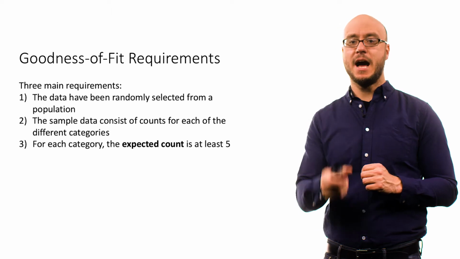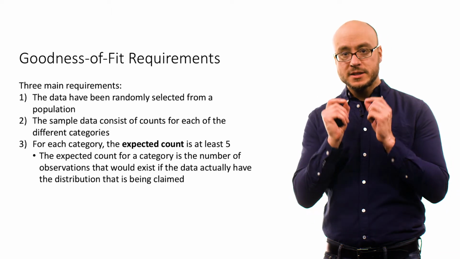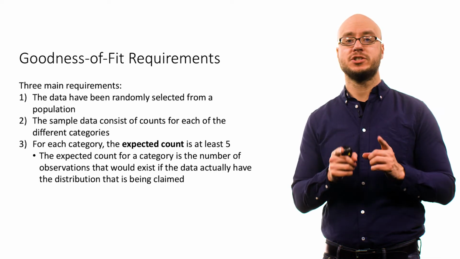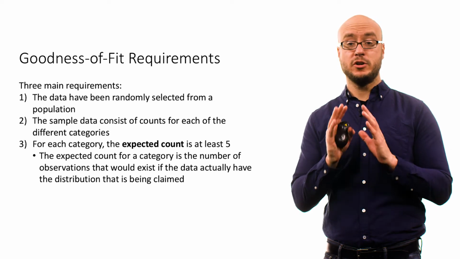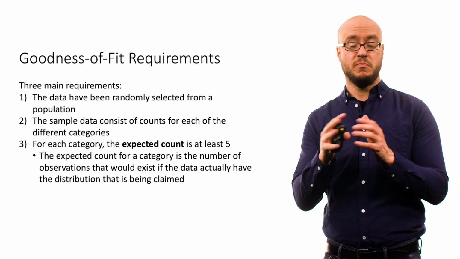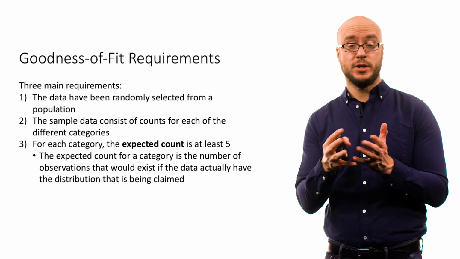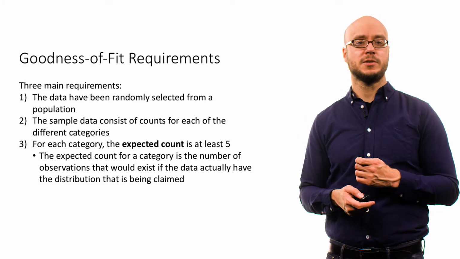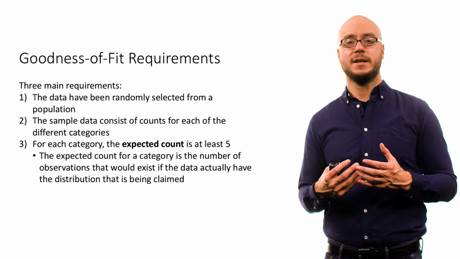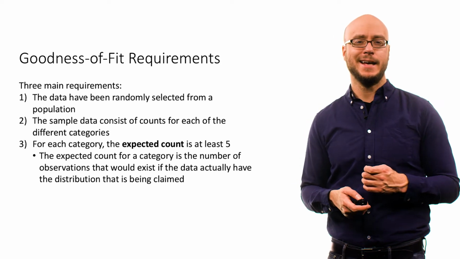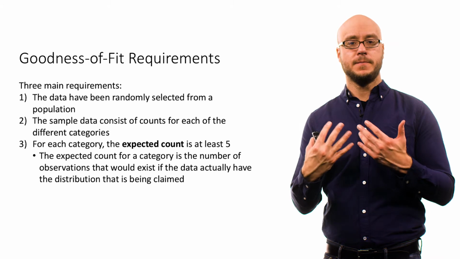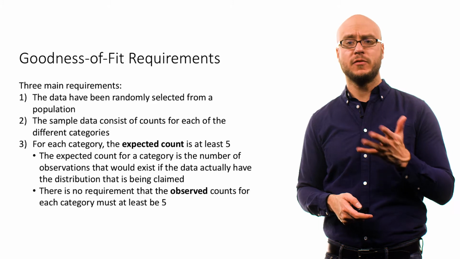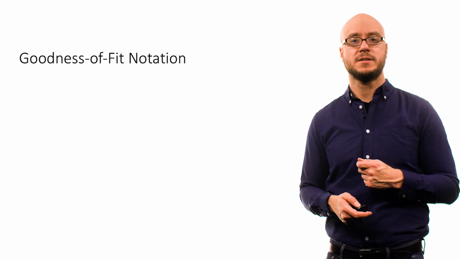Now the expected count is not the same as the observed count. The expected count is the number of observations that would exist if the data actually have the distribution that is being claimed. So it's possible that your actual data might have fewer observed counts than 5 for a particular category. But as long as the expected count is at least 5, we can go ahead and conduct a one-way chi-square goodness of fit test. Really, what the expected count requirement is saying is that you need to have a pretty large sample to conduct this test. And again, of course, there's no requirement that the observed counts for each category must be at least 5.